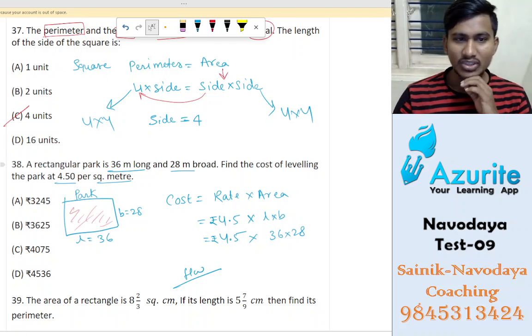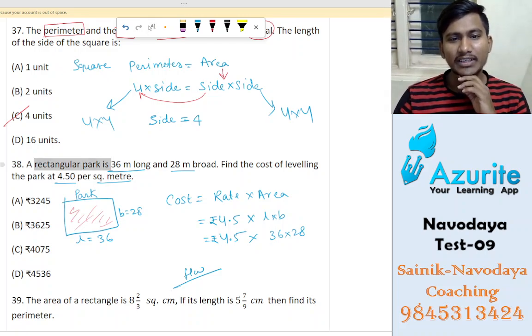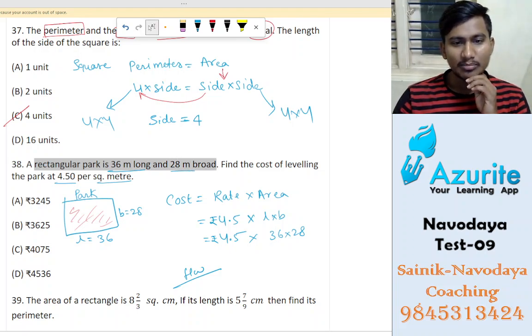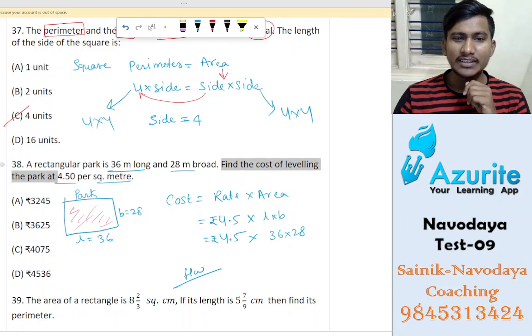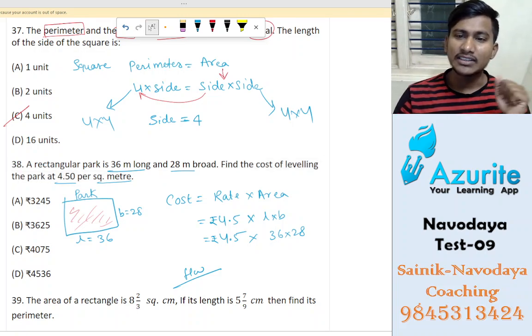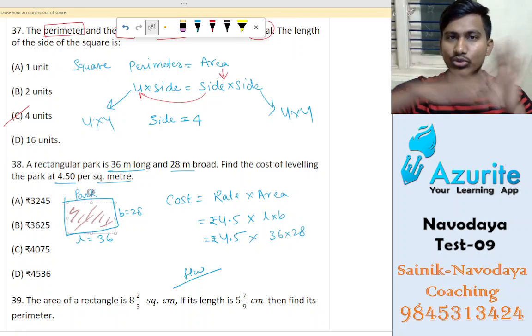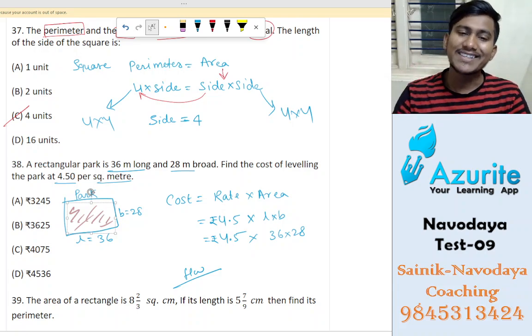So see here, 38. 38 is easy. A rectangular park is 36 meter long and 28 meter broad. There is a rectangular park with length 36 meter and breadth 28 meter. Okay. So find the cost of leveling the park at 450 rupees per square meter. Leveling the park. So where do we level the park? We level the ground, right? Full ground. That is inside.